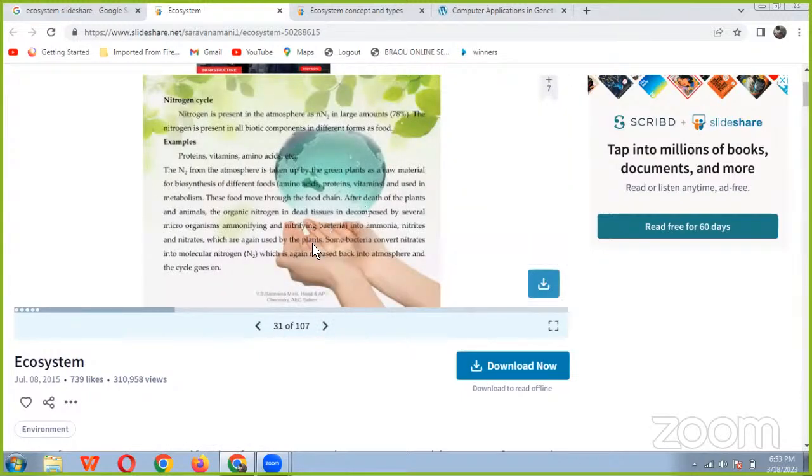Nitrogen cycle. Most of the plants cannot directly absorb nitrogen. They absorb it in the nitrate form. Ammonia, they can convert the nitrates to ammonia. Mainly the proteins, vitamins and amino acids are the main components of nitrogen. Nitrogen forms approximately 78% of the atmosphere.